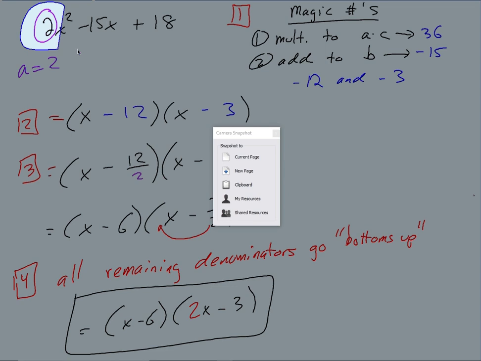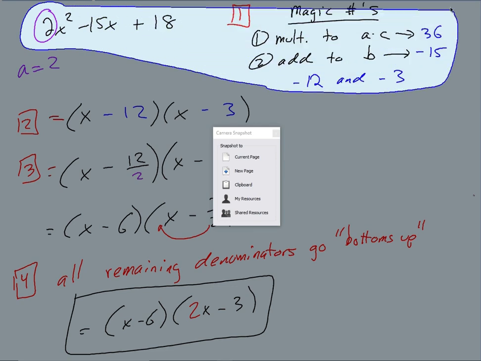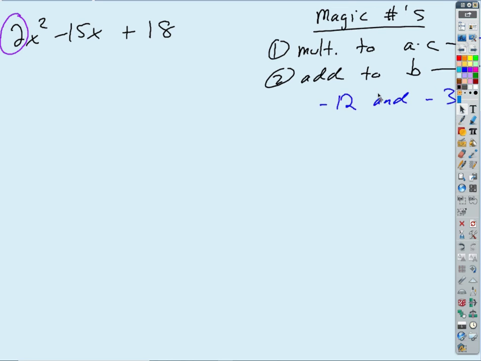Now, the first part of what we do stays the same. How did we get negative 12 and negative 3 again? I can see how I got 15. Those are the numbers that multiply to AC and add to B. Okay, so it's A times C, okay, I got you.